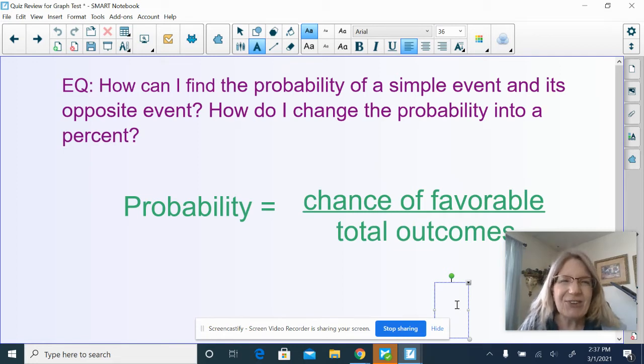So, the essential question: how can I find the probability of a simple event and its opposite event? And then, how do I change that probability into a percent? So, pretty simple, straightforward lesson. I'm going to move through it quickly. Probability, the chance of favorable outcomes divided by or in proportion to total outcomes.